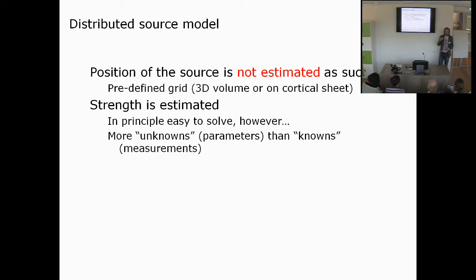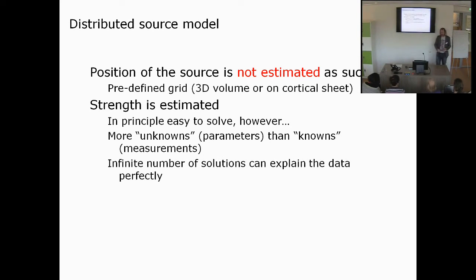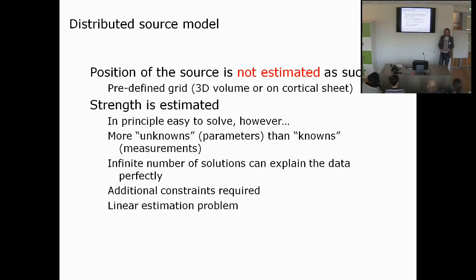However, we have many more unknown parameters, like the strength at all these grid points, than we have measurements. The consequence is that an infinite number of solutions will be capable of explaining the data perfectly fine. And that means that we need additional constraints to find a unique solution. But in principle, distributed source modeling is just a linear estimation problem.